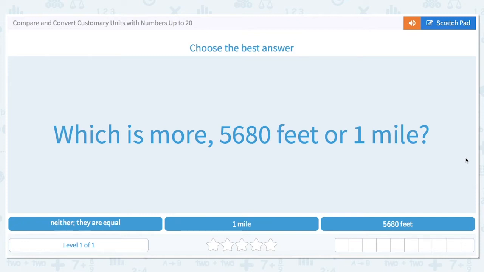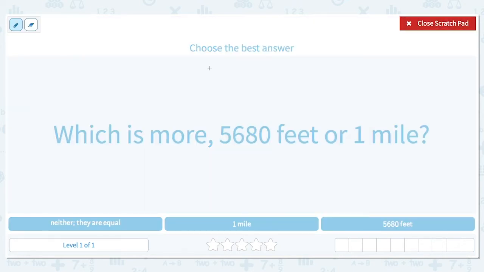Which is more, 5,680 feet or 1 mile? So this is one that you may or may not know already. 1 mile is equal to 5,280 feet. So again, this is where having a chart handy, if you didn't just happen to know that, comes in very useful. So which is more, 5,680 feet or a mile? Well, clearly 5,680 feet is going to be bigger because a mile is only 5,280 feet.